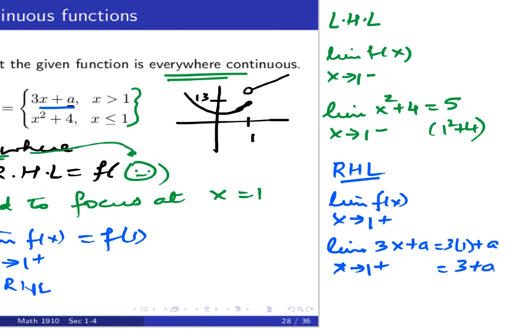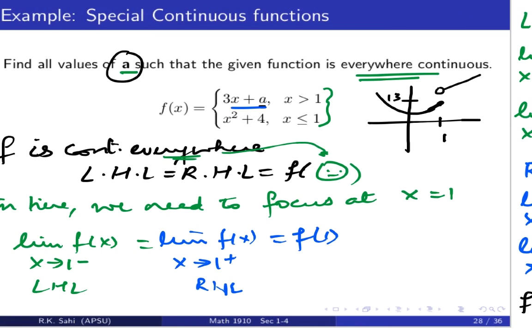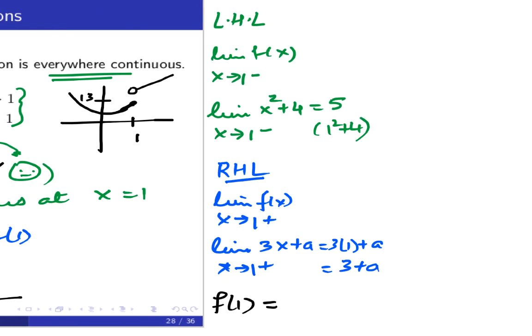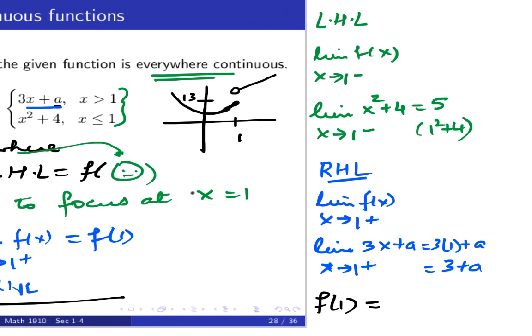Now, what is f of 1? Remember, that's what we're basically looking at. This is what you're saying: left-hand limit equals the right-hand limit equals f of 1. So I'm writing down the values here. What is f of 1? f of 1 means look at which piece has the equal to sign. That's x squared plus 4. So it's 1 squared plus 4, which is 5.